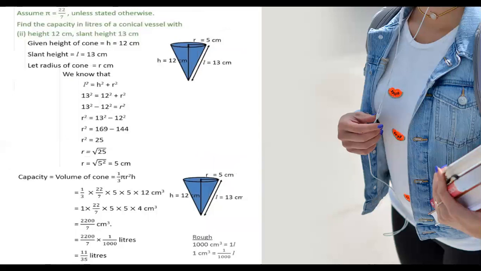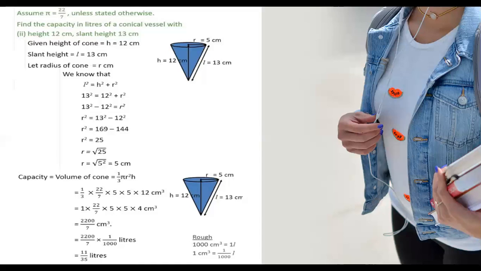Now coming to the second problem, here we are given the height and slant height of the cone, and we need to find the capacity in liters. That is, we need to find the volume in liters. Now let us suppose that the cone is like this with height 12 centimeters and slant height 13 centimeters, and we are not given the radius. So let us suppose the radius as r centimeters, since both height and length are given in centimeters.